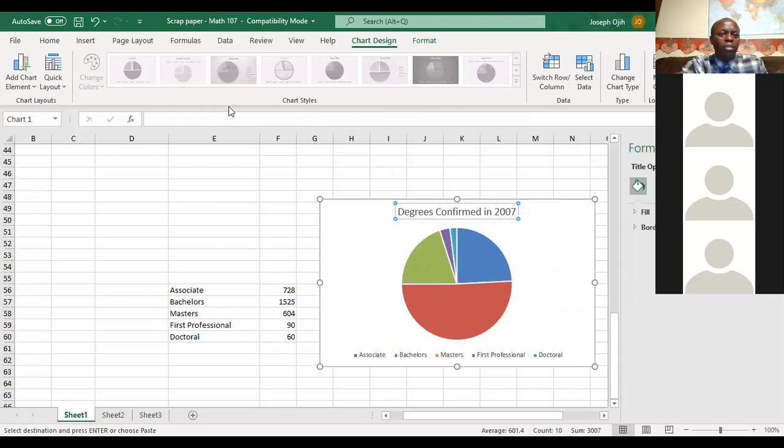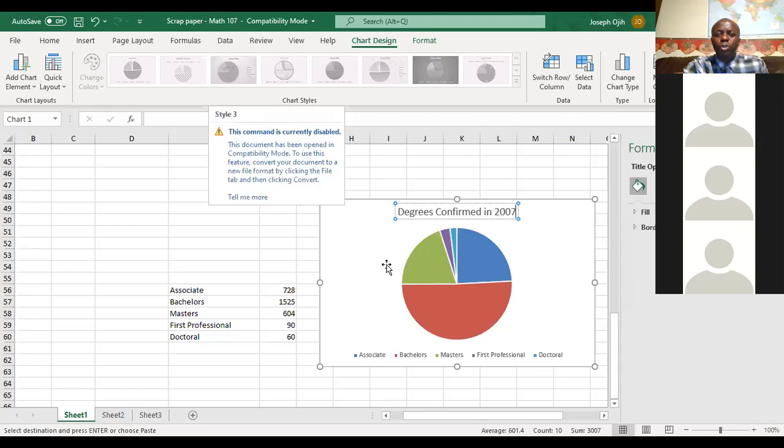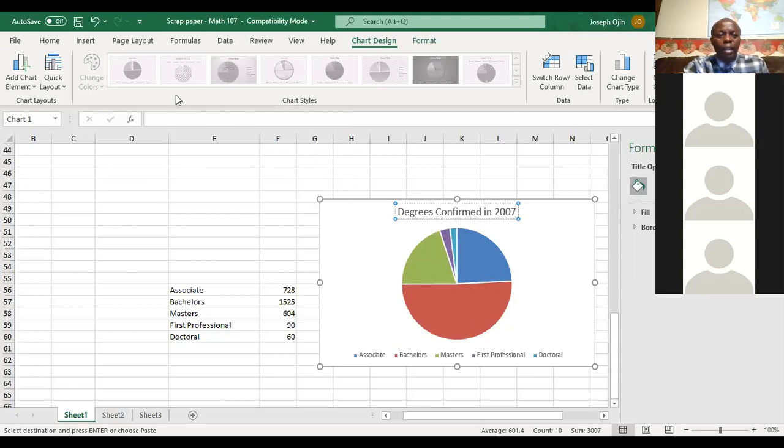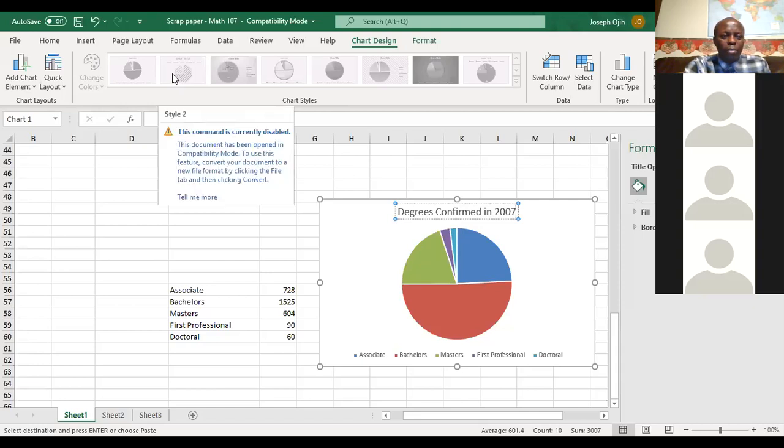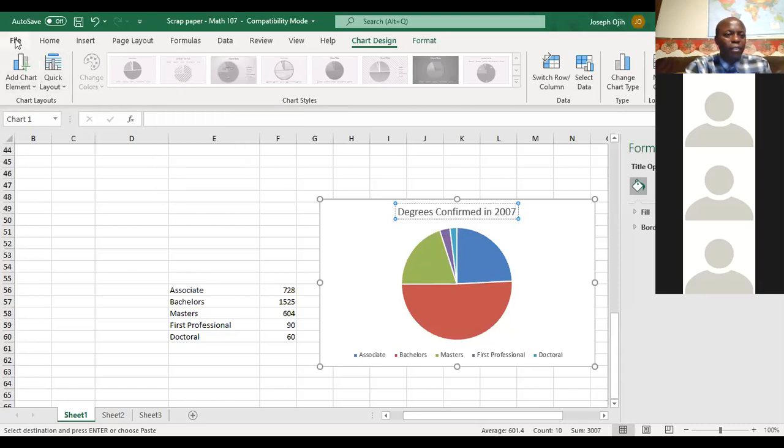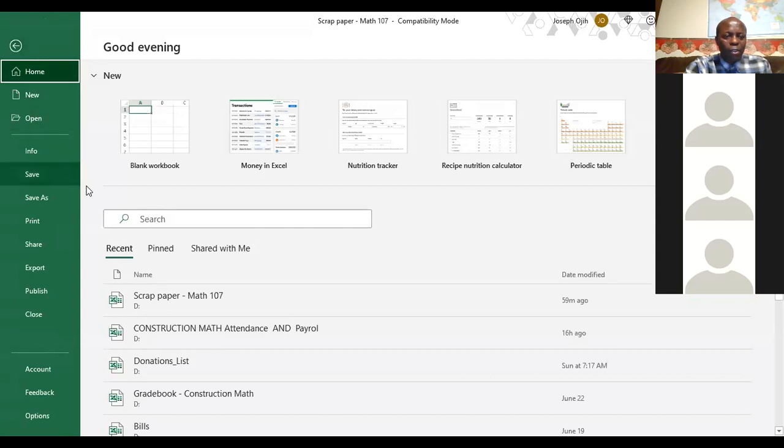So now, I don't know how your screen shows this, but here this place should be showing where you can choose. Click on any of these to put the numbers in. Mine is not showing, and it's telling me this command is currently disabled. This document has opened in compatibility mode. To use this feature, convert your document to a new file format by clicking file and then clicking okay. I click on file and then I didn't see the convert here. The only thing I can do is to draw it in a totally new document.